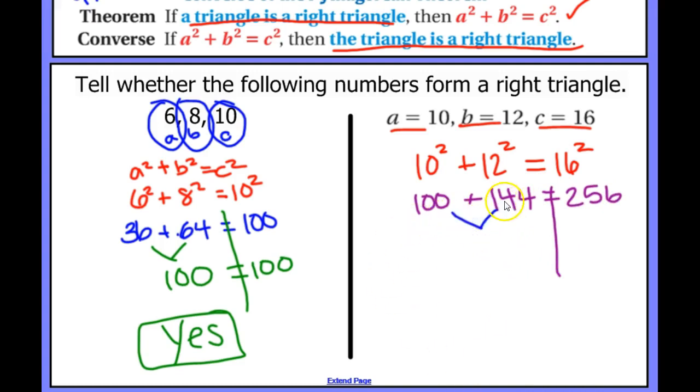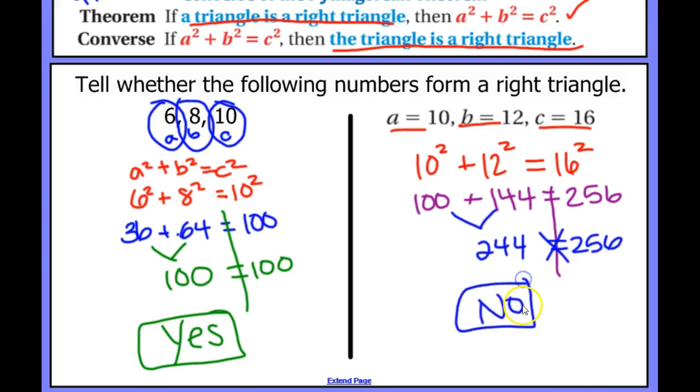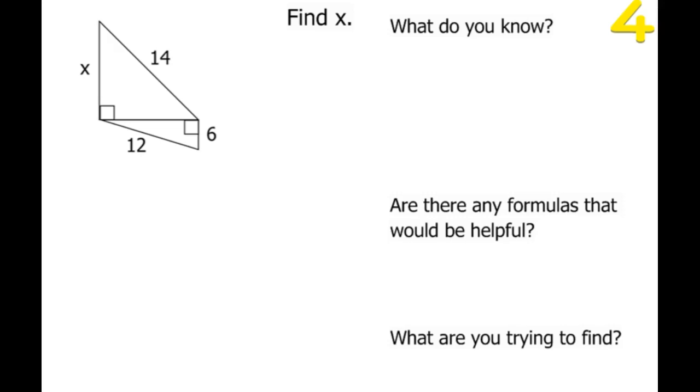So we need to add these two together. 144 plus another 100 would give you 244. So clearly we can see that those are not the same. So no, this is not a right triangle.